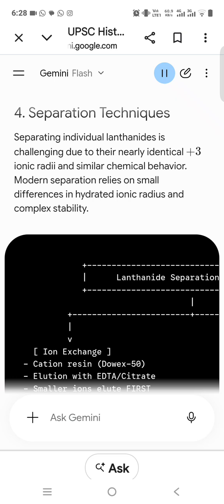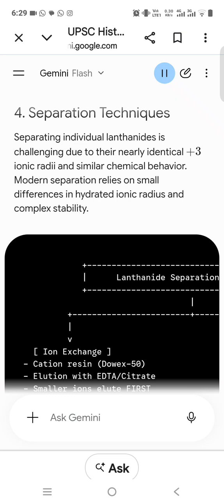Key exception: Sm³⁺ and Eu³⁺. Their ground state J level is close in energy to excited J levels. Thermal energy, kT, populates these higher levels at room temperature, causing experimental magnetic moments to deviate from the ground state formula. 4. Separation techniques. Separating individual lanthanides is challenging due to their nearly identical +3 ionic radii and similar chemical behavior.